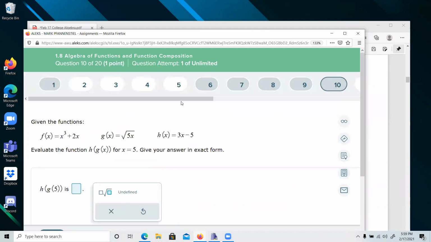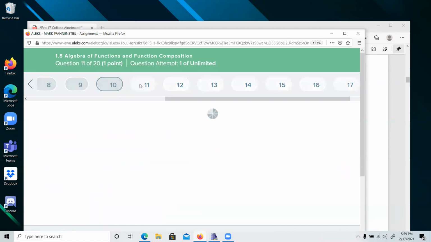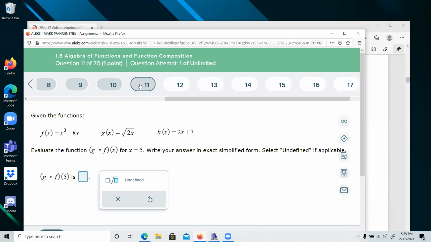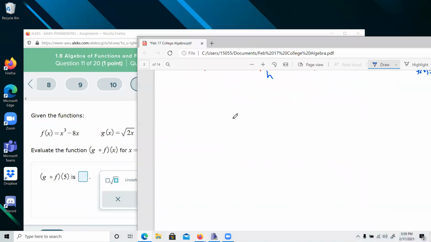Did one of these. And we should probably do another. Let's see if I can find another one. Yeah, let's do this one. Okay. So this is g of f of 5.